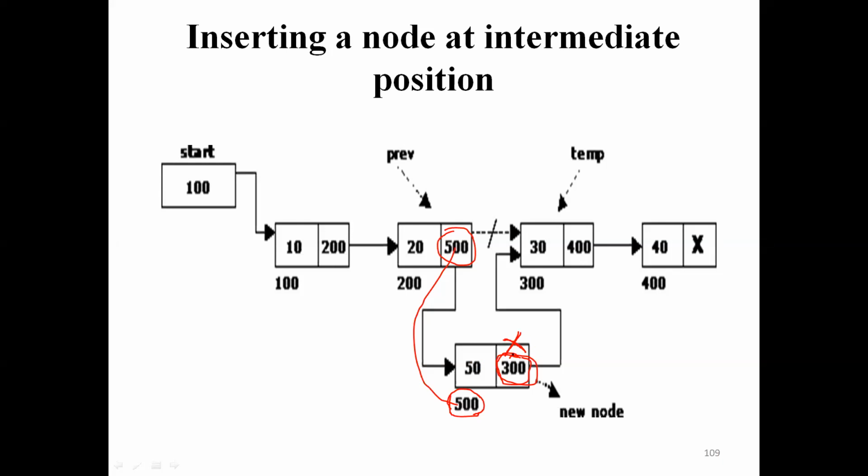Now after inserting, what you have to do? The 30th node is the successor node of node 50. For the 50th node, the successor node is what? 30. I have to store the address of the node 30. That's why I wrote 300. That's all. This is the updation you have to do. I hope you are clear in this.